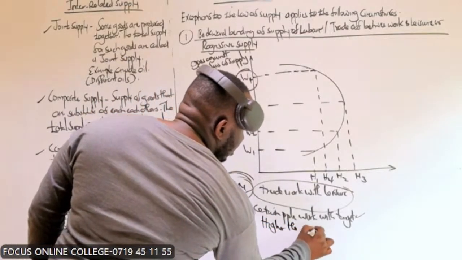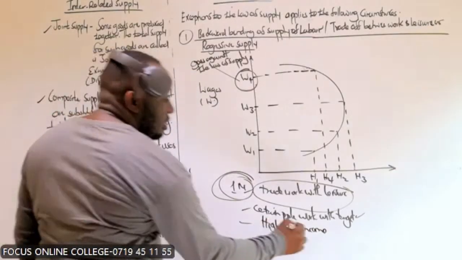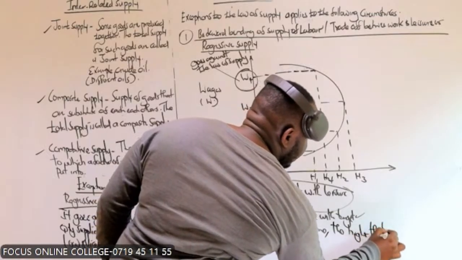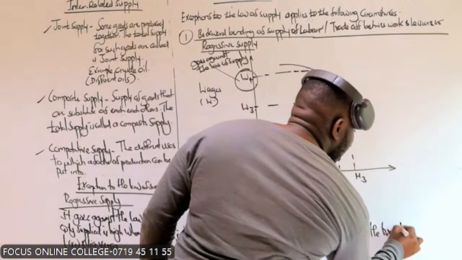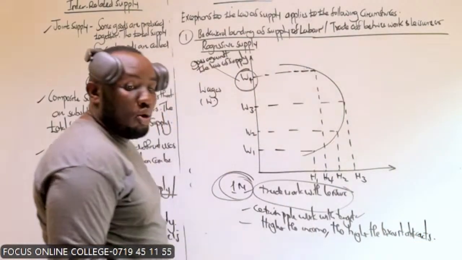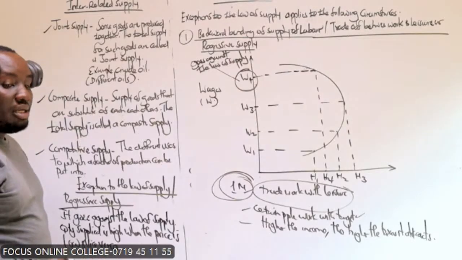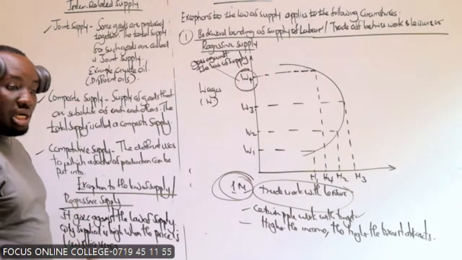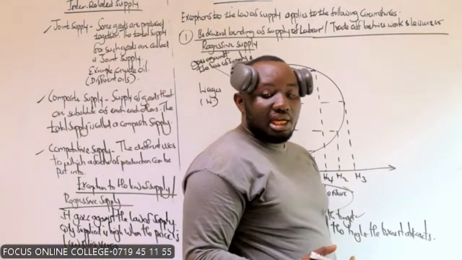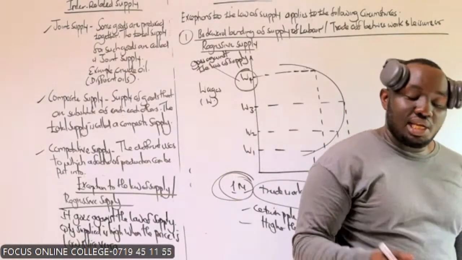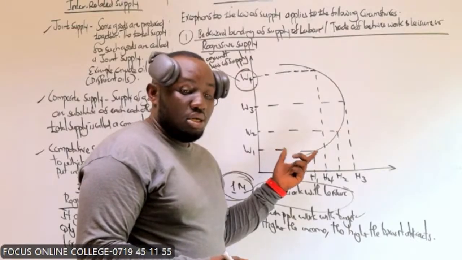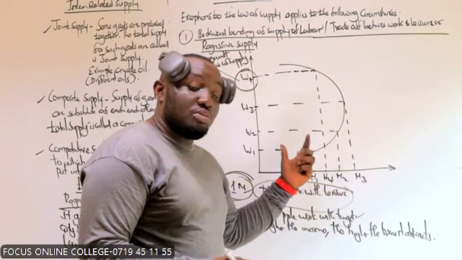The third reason that explains that is the higher the income. The higher the income, the higher the taxes it attracts. So you basically understand that with higher income, it attracts more taxes. With more income, we attract more taxes.